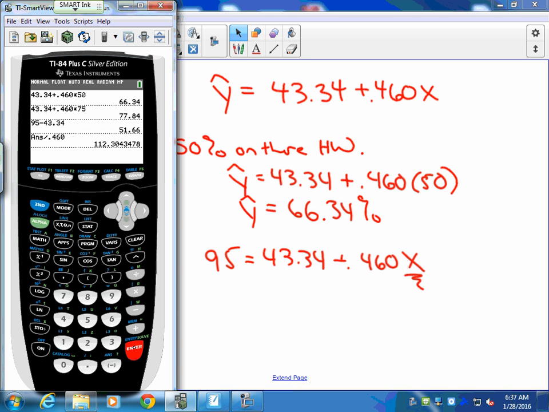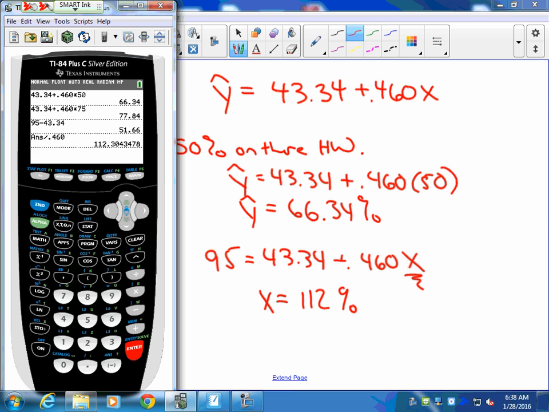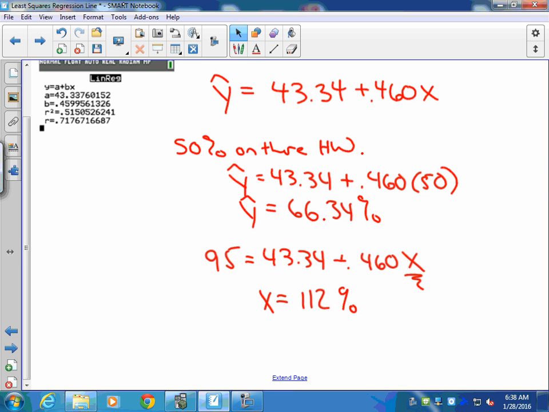0.460 equals. Now this is a bad scenario, right? If a student wants to get a 95 based on their homework and this formula, they would have to get 112% in their homework grade. Not possible in most schools. So we have to understand that these prediction models are not perfect, and sometimes the solution you get might not be a reasonable answer for what we're looking at overall.